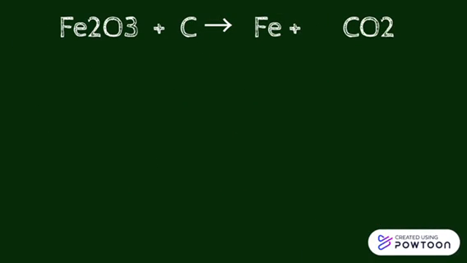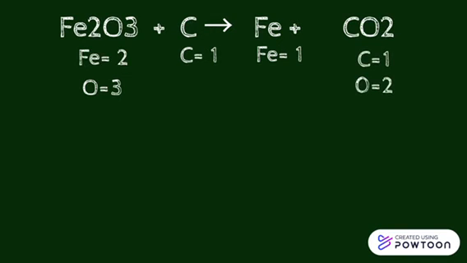This equation has iron with 2 atoms, oxygen with 3, and carbon with 1 on the left side of the arrow. But on the right side of the arrow, it has iron with 1 atom, carbon with 1, and oxygen with 2. This equation is pretty much unbalanced.